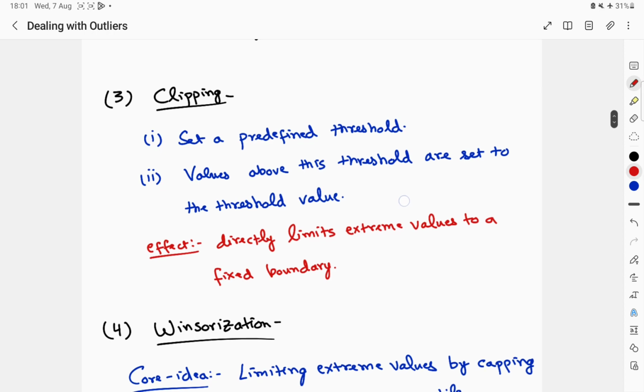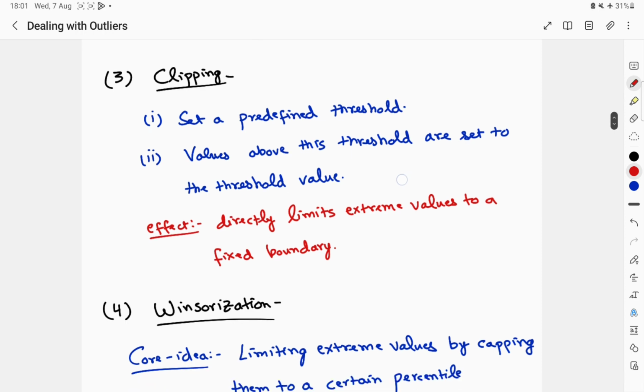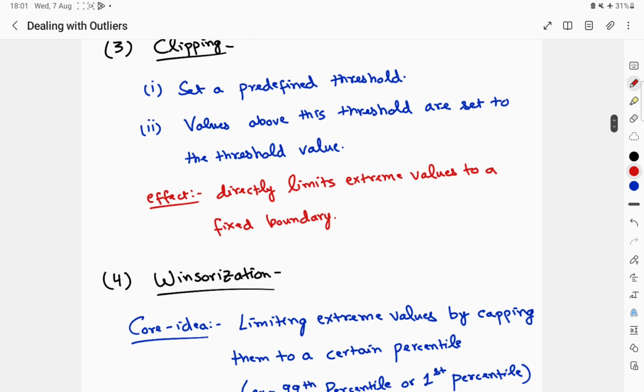The third one could be clipping. Again, it's pretty intuitive. In clipping, you can basically set predefined threshold values, and the values above this threshold are set to the threshold value. That is, you can essentially clip your outlier values to the particular threshold value, and the effect is that it directly limits the extreme values to a fixed boundary, right? The one question that you might ask is, how do I set this particular threshold value? So you can use a technique like z-score to find the optimal threshold for your clipping process.